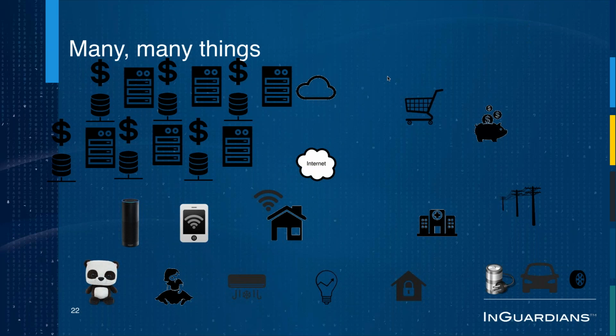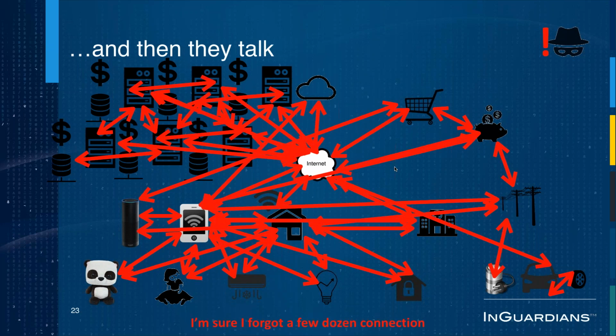And I wouldn't dispute that this is far off from what my home looks like. We've got some kids' toys, we've got some HVAC, we've got some smart lights, some security system. I've got an Echo, we've got iPads, we've got Wi-Fi, we do online shopping. The only thing I don't have is a smart car that charges. We've got some smart energy stuff, fitness trackers, you name it. So that one thing turns into many things, which then turns into many, many things, which then start talking to each other in various ways, shapes, and forms.